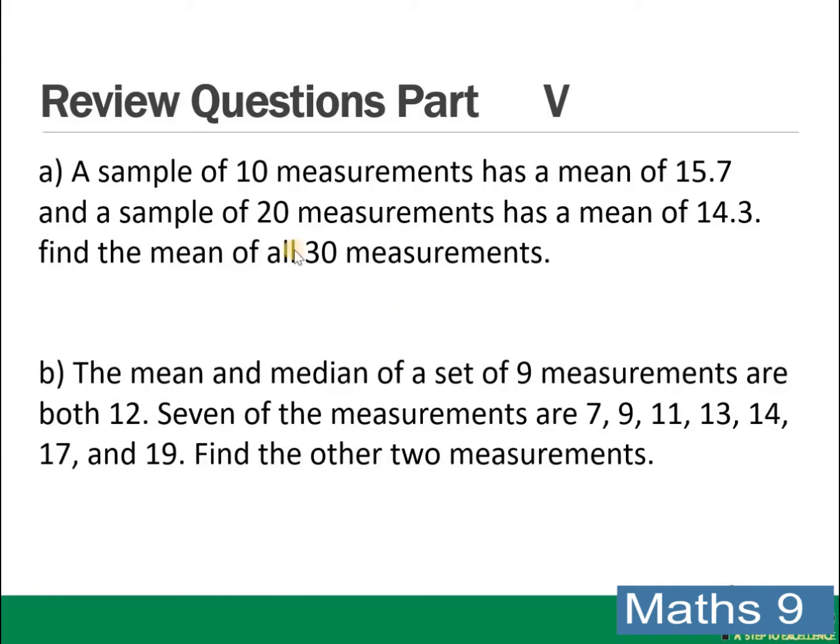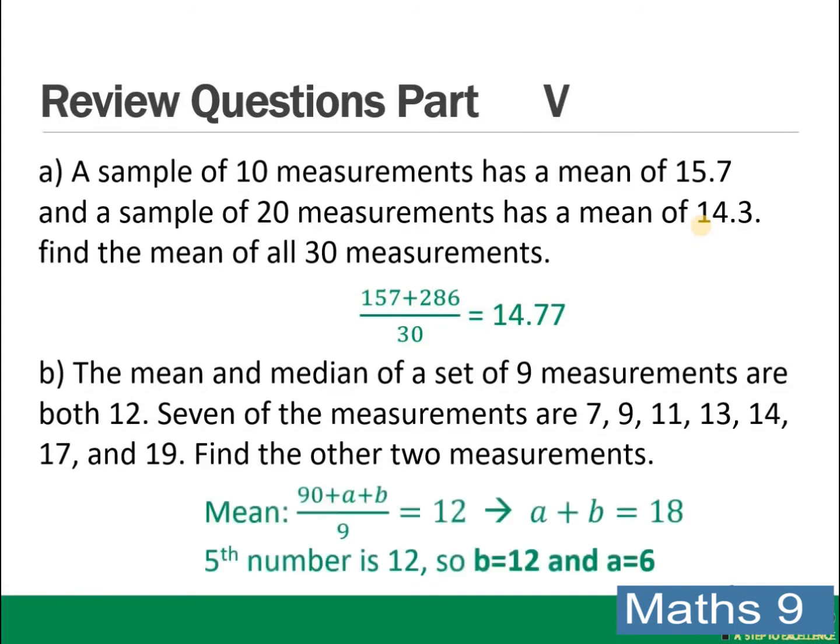Here are the answers. For part A, we want to find the sum of the original 10 and the sum of the next 20, and add those together and divide by 30. So we get 157 plus 286 divided by 30, which is 14.77.